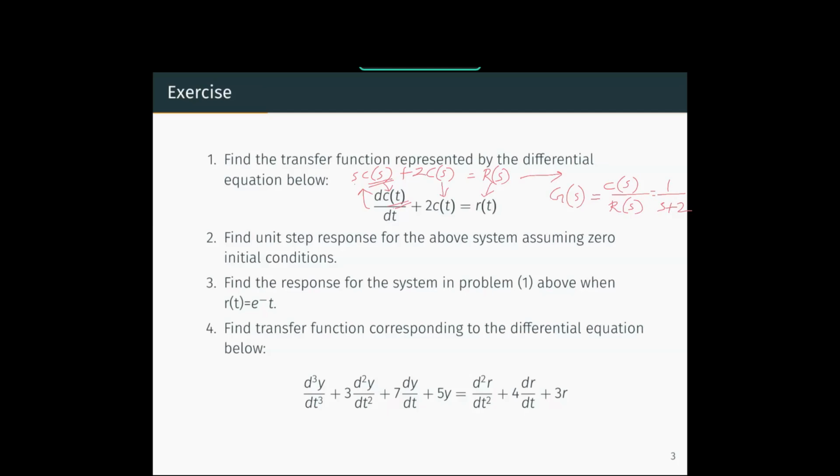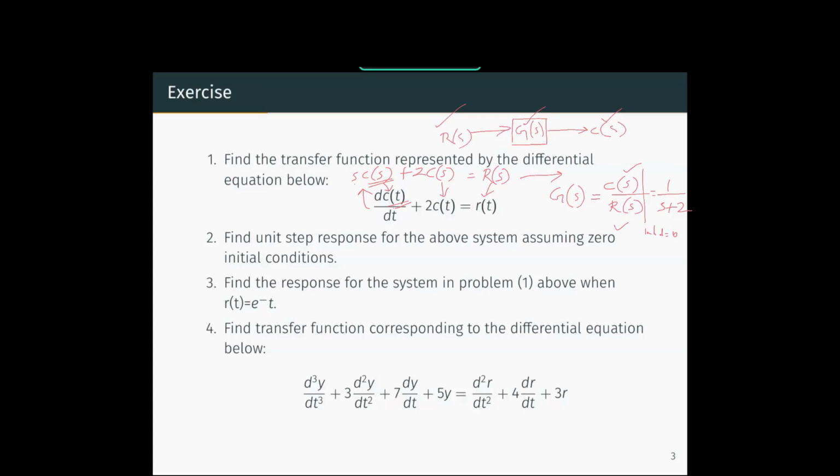Now, the definition of transfer function is the ratio of the Laplace transform of the output to the Laplace transform of the input for all initial conditions equal to 0. So initial conditions are 0. It is generally represented as a block diagram with input on the left and the output on the right, and the system transfer function inside the block diagram. R(s) is the input, G(s) is the transfer function, C(s) is the output.